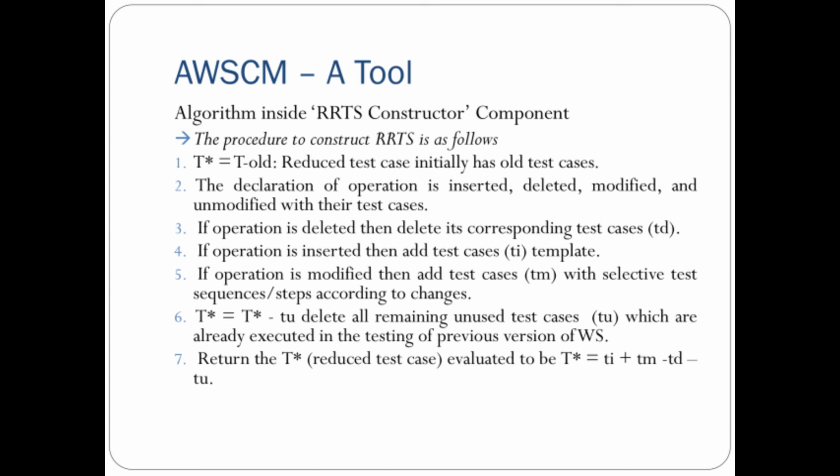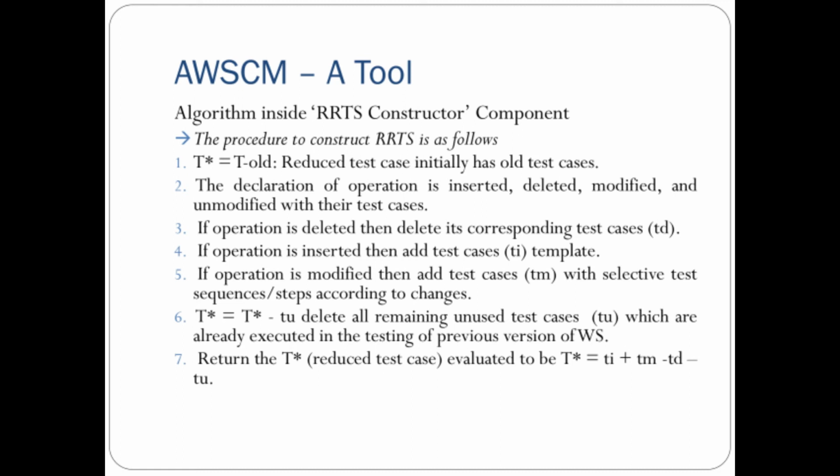So these TU, the unused test cases, have already been used earlier for testing, meaning the old version's testing has already been done with these unused test cases. So we can remove those unused test cases. Now we have a T star which is a reduced set of test cases, which were not executed for the old version of the web service. So we have to use only this reduced test suite, T star, for the analysis and evaluation of the whole new web service.